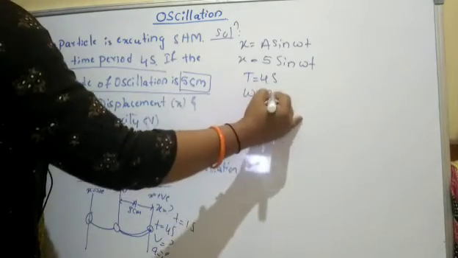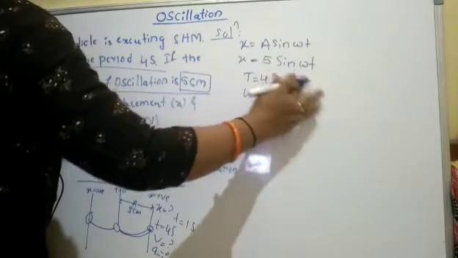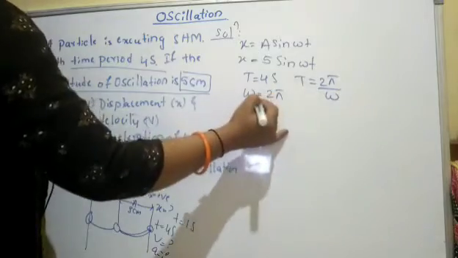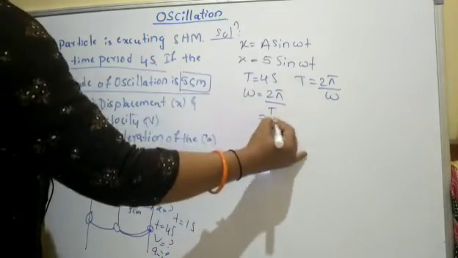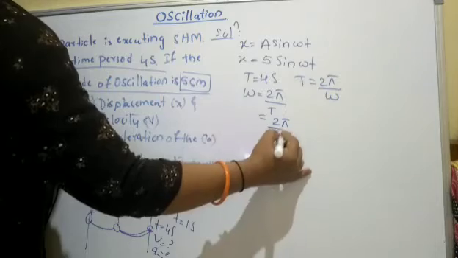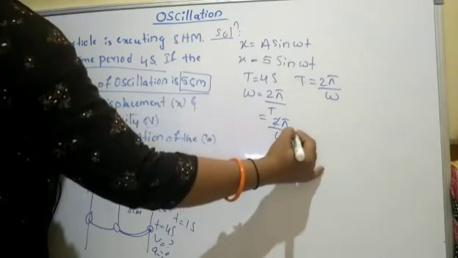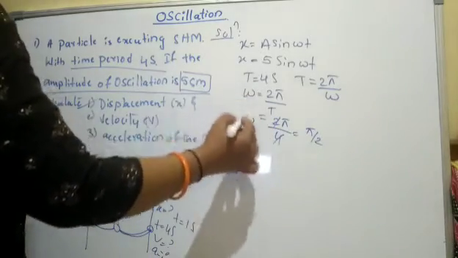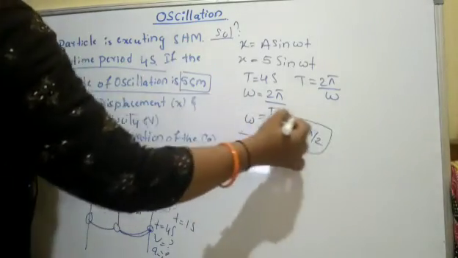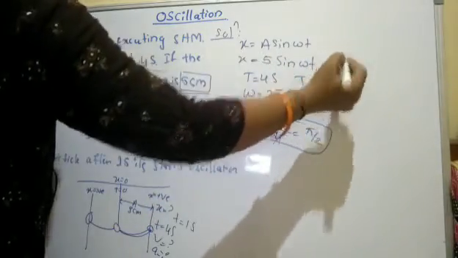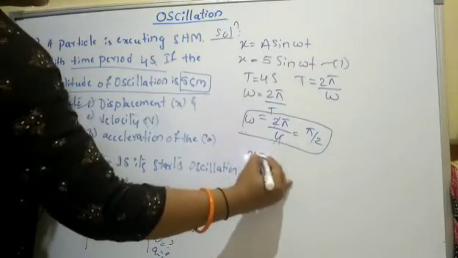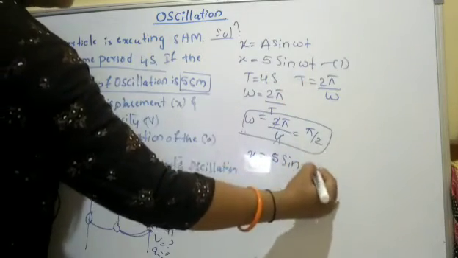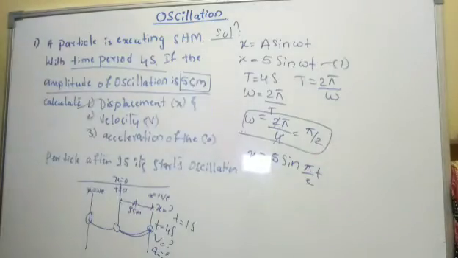We have the relation T is equal to 2 pi by omega. So omega is equal to 2 pi by T. T is 4 seconds, so 2 ones are 2, 2 twos are 4, and what remains is pi by 2. That is omega. Place this omega value in equation 1, so x is equal to 5 sin of pi by 2 into t.